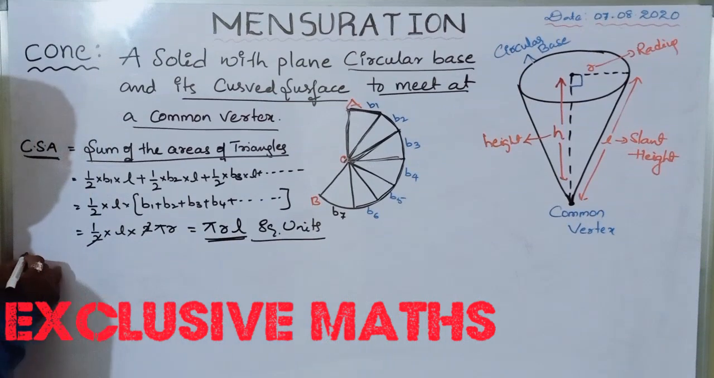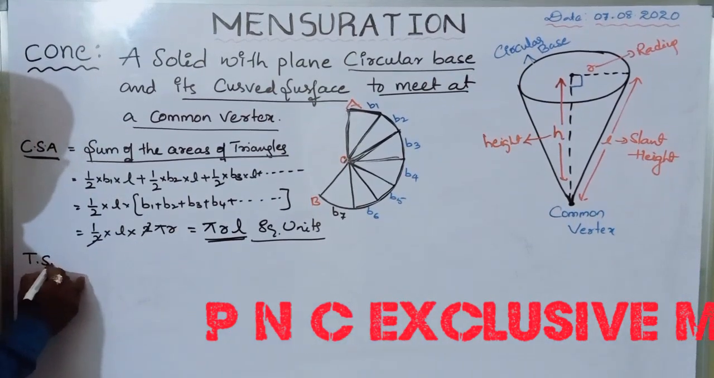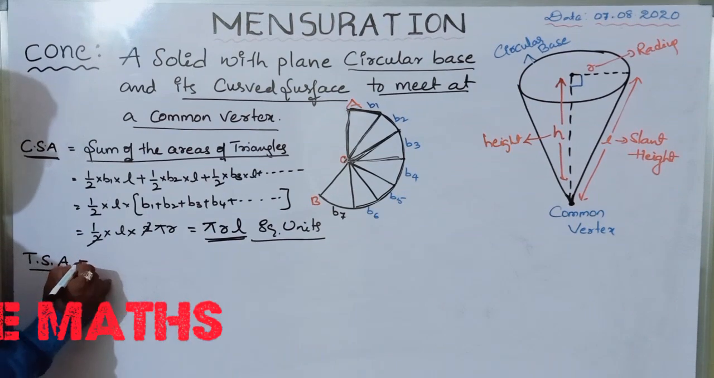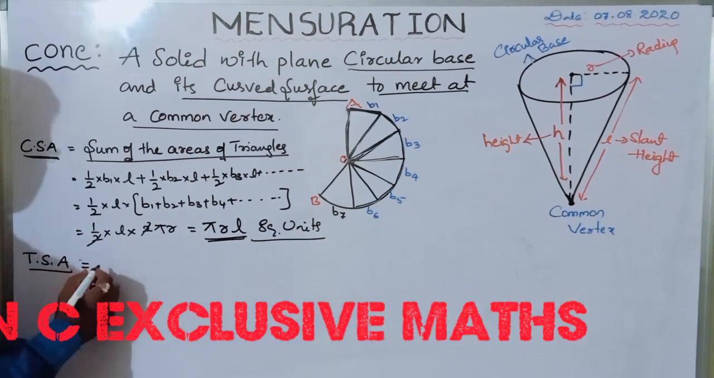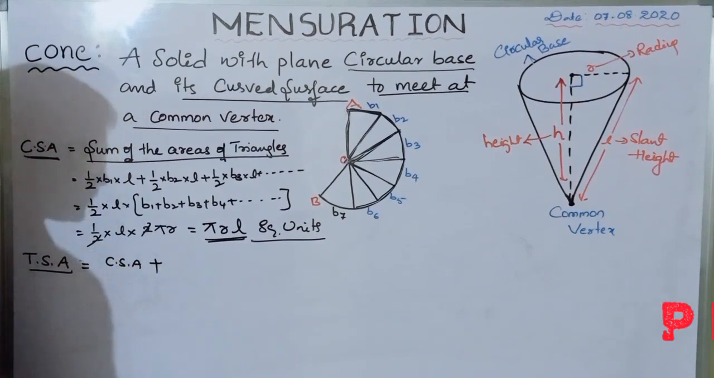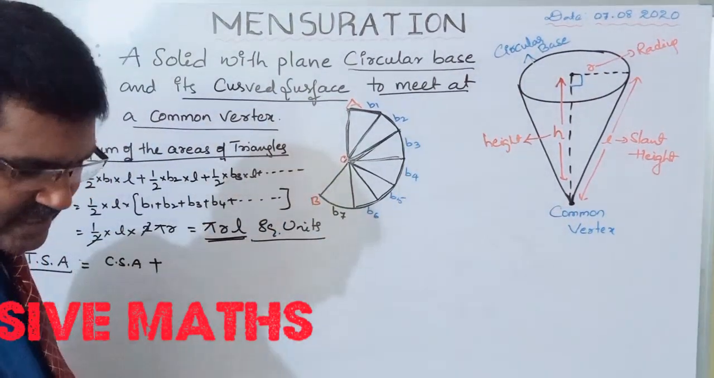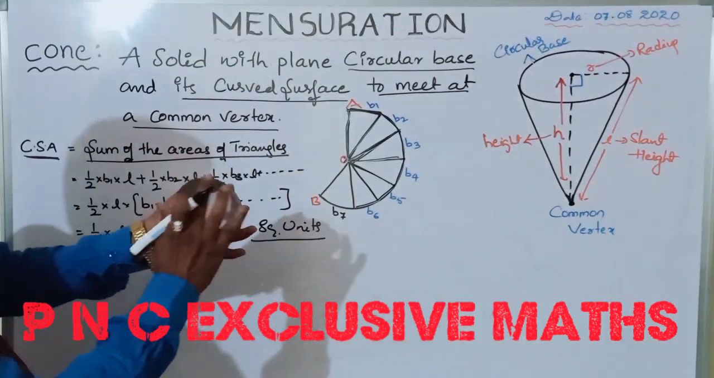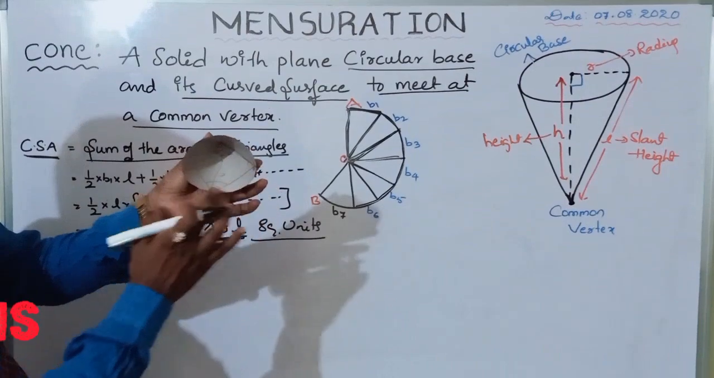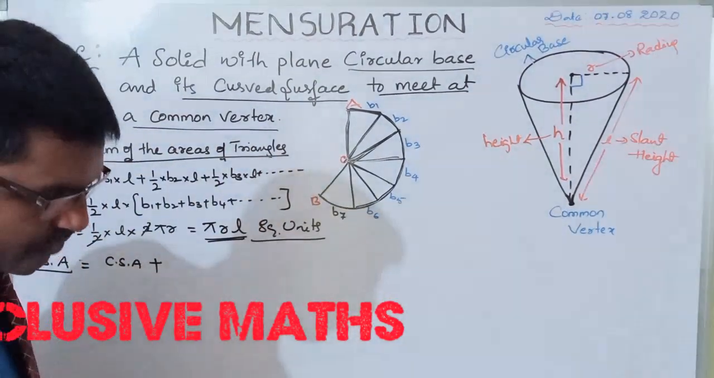Now coming to the TSA, the total surface area of a cone. The total surface area of a cone is equal to the CSA of the cone plus the area of the base. Here the area of the base is of circular shape, so that means the area of a circle.